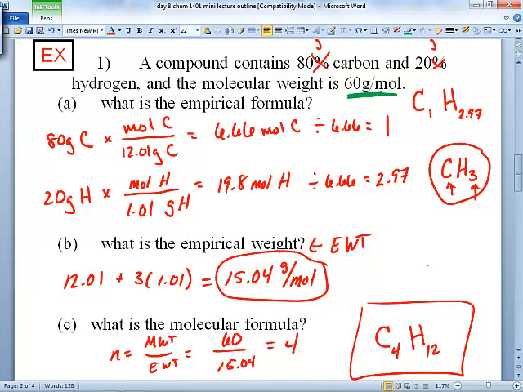So 4 times 12 is 48. And each carbon is 12. It's 60. You know, it's not going to be perfect. It's going to be like 60.01. But it's 60, right? It's really, really close. So it works.